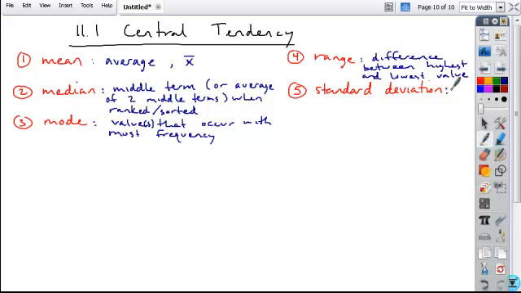The standard deviation refers to the kind of average amount that each value differs from the average, the mean of the entire set. And standard deviation, so it's basically the average difference from the mean for each term or each value.